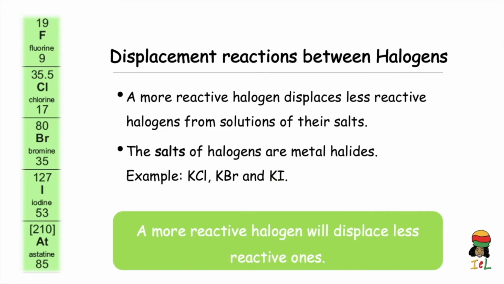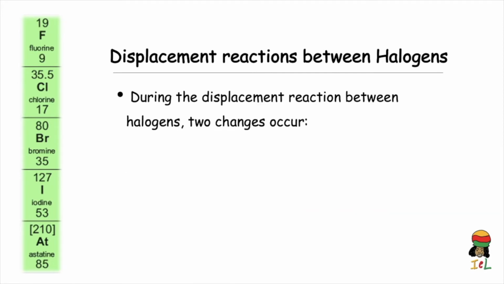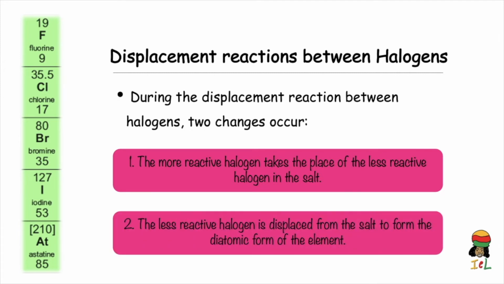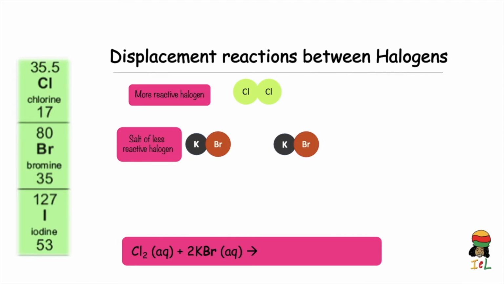So keep in mind that a more reactive halogen will displace less reactive ones from solutions of their salts. Two changes occur when the reactive halogen displaces less reactive ones from their salts. First, the more reactive halogen takes the place of the less reactive halogen in the salt, and two, the less reactive halogen leaves the salt and forms the diatomic form of the element. Here we will view an animation that demonstrates the two changes that occur during a halogen displacement reaction.